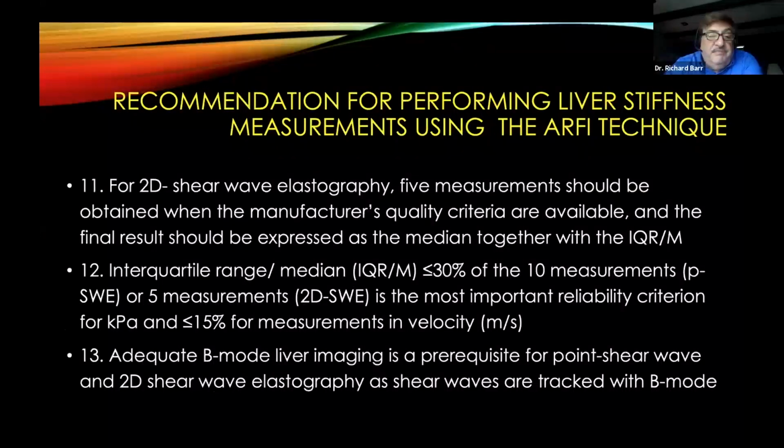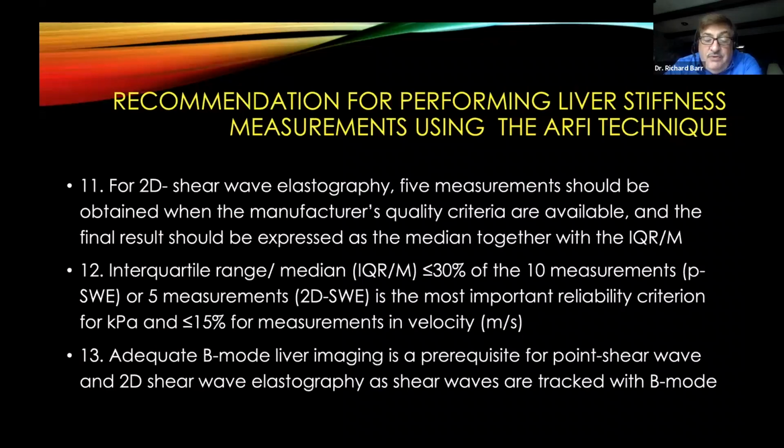For 2D shear wave elastography, 5 measurements should be obtained when the manufacturer's quality criteria are available, and the final result should be expressed as the median together with the IQR over median. And this interquartile range over median should be less than 30% of the 10 measurements in point shear wave or the 5 measurements in 2D shear wave, and that is if you're doing the measurements in kilopascals. If you're doing the measurements in meters per second, that has to be less than 15% because the conversion from kilopascals to meters per second is not linear.